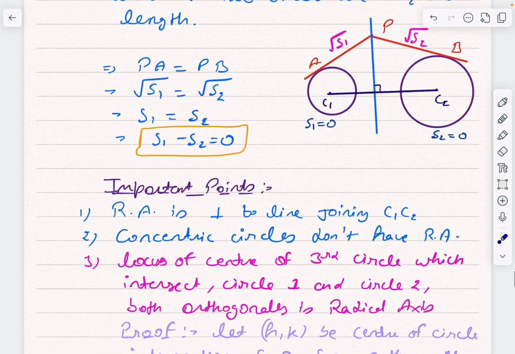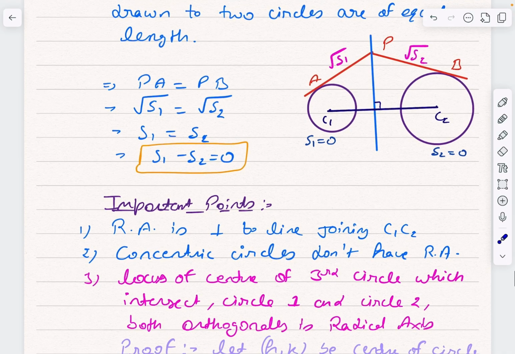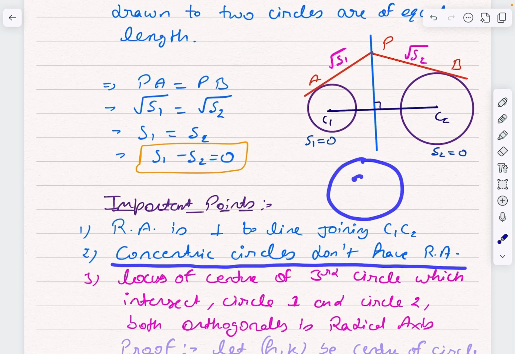Some important points here, will not go into proof and all, you can just see them. Radical axis is perpendicular to the line joining C1, C2. You can verify yourself, but no need. Concentric circles don't have a radical axis, because if two circles are concentric, you can never draw tangents which will be of equal length. You can check that also.